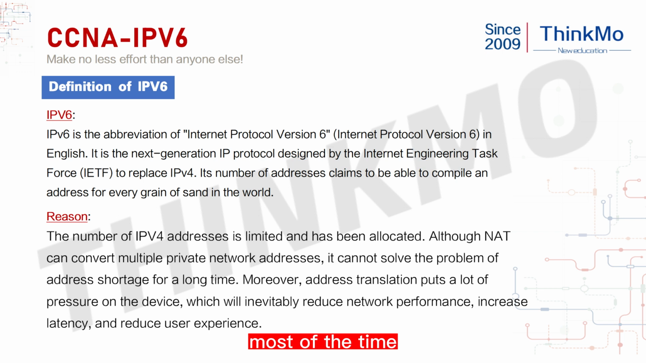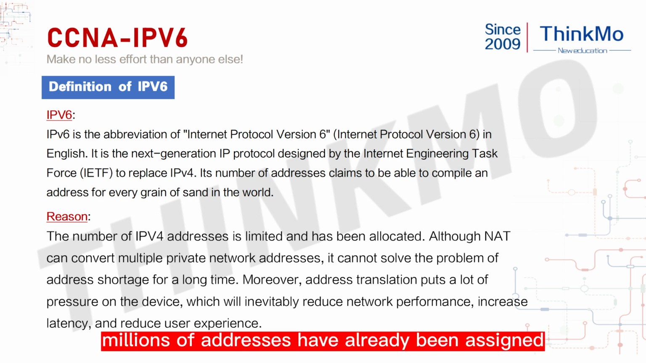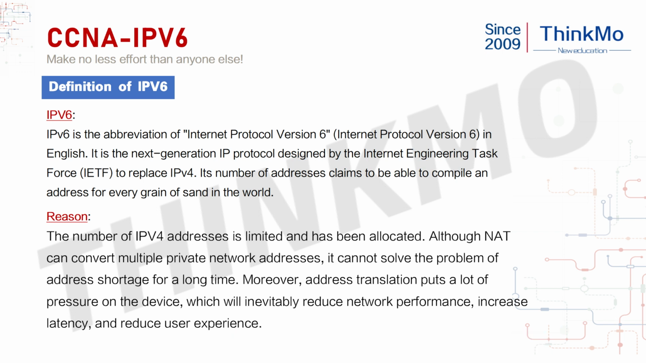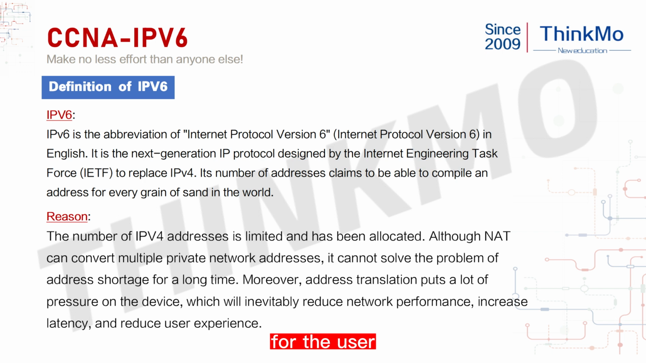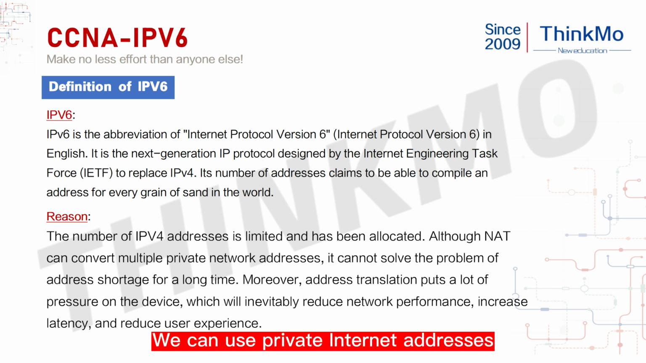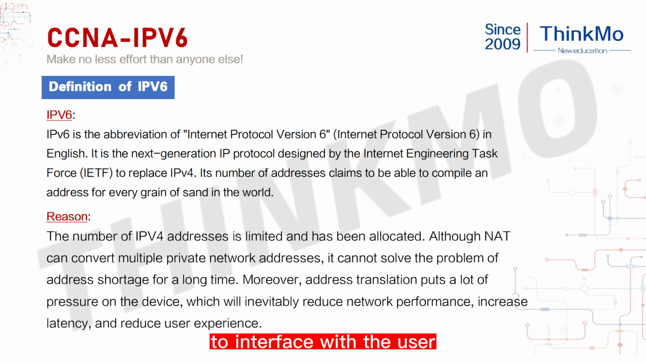Most of the time, among other things, IPv4 addresses in 2011 millions of addresses have already been assigned. Then why is it still there? There's no massive transition. You all know about IPv4: the IP address can be private or public. For the user, we can use private internet addresses. And it's not just about users. Operators can also use private networks to interface with the user.